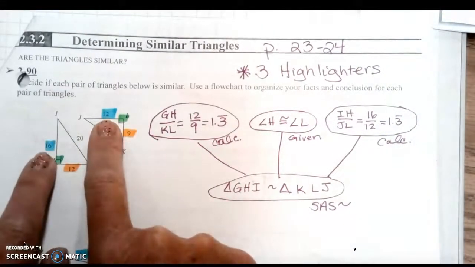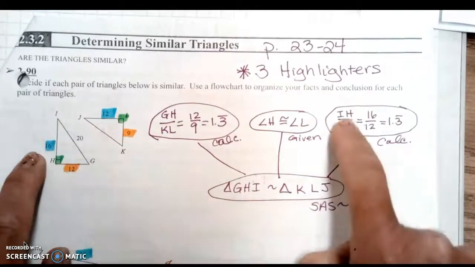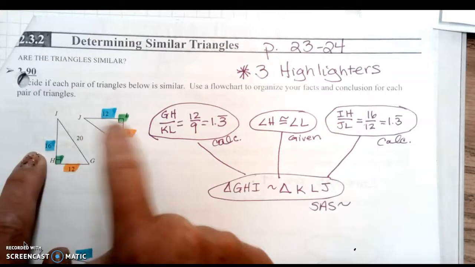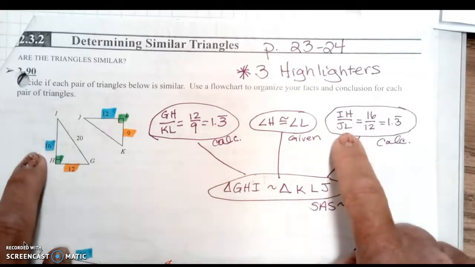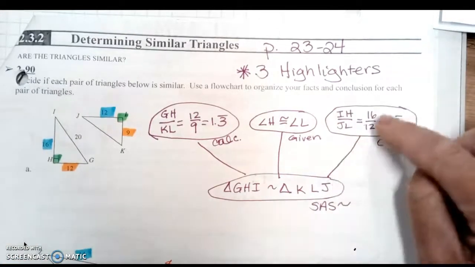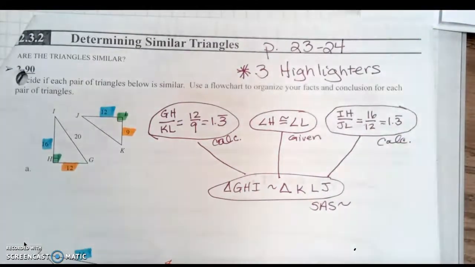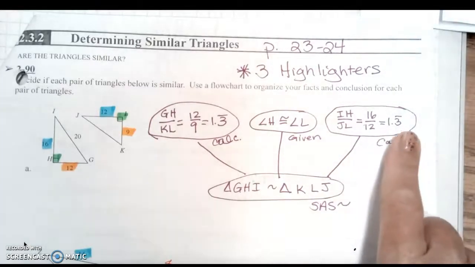Then I have two sides. The one on the left is side IH, that goes in the numerator, and the side on the right is JL. I put that in the denominator. Then I put their measurements, 16 from the left, 12 from the right. And I wanted to see what that ratio was equivalent to. So I took my calculator, I went 16 divided by 12, hit the equal sign, and it gave me 1.333333 all the way over to the side, which is 1.3 with a bar.